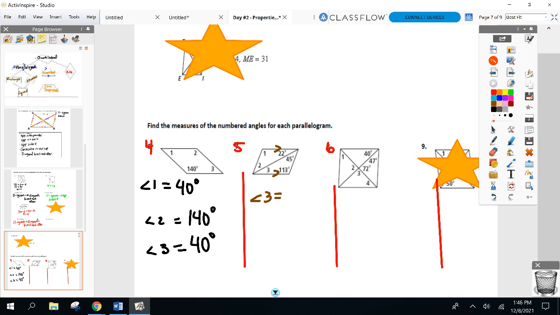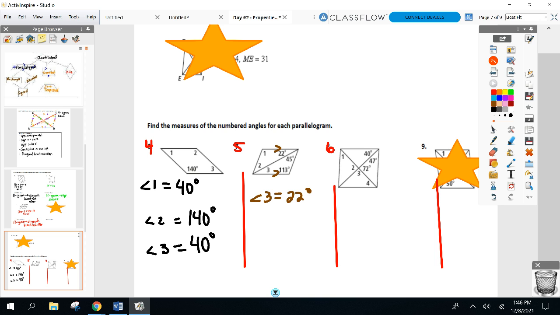That's huge. Why? What type of angle is angle 3 and 22? Remember those days? Don't forget about them. Alternate interior angles. So that's 22, angle 3. 22 right away. Don't forget about alternate interior.